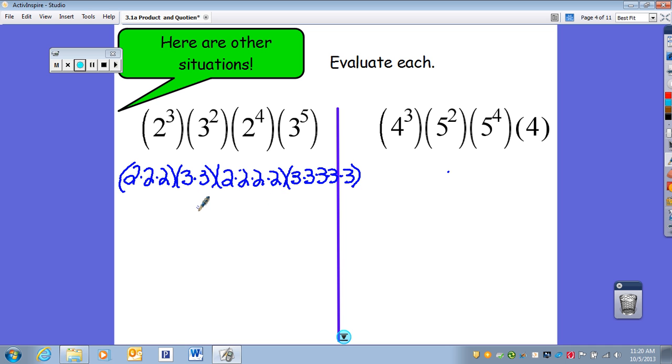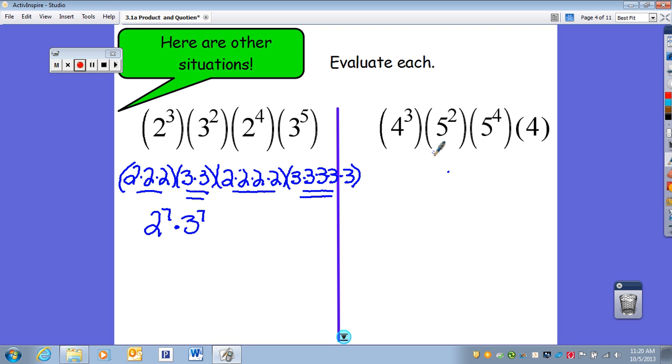Now remember that multiplication is commutative and associative, so I can multiply in any order that I choose. So I'm going to multiply all the 2's together first. Since there are 7 of them, I can rewrite that as 2 to the 7th power. And then I can multiply the 3's together. And since there are 2 and then 5 of them, that's going to be 3 to the 7th power.